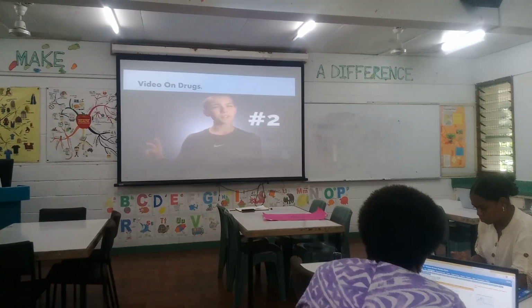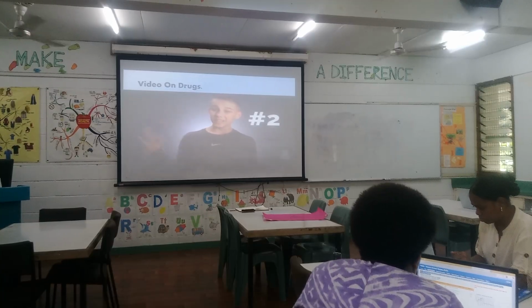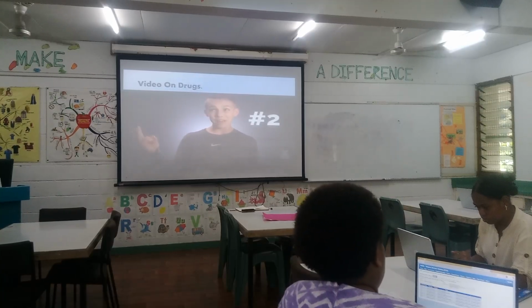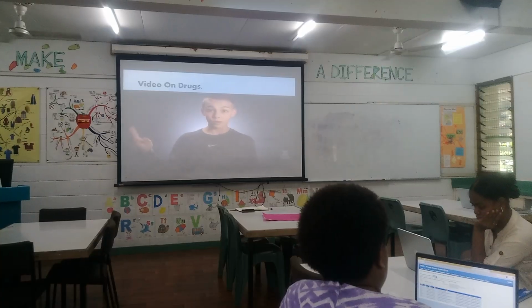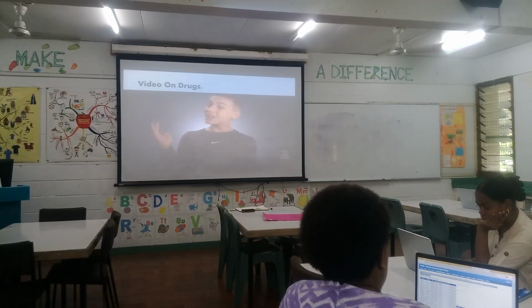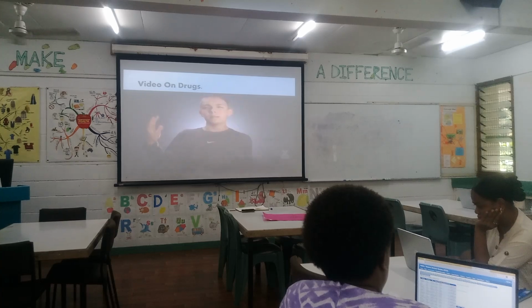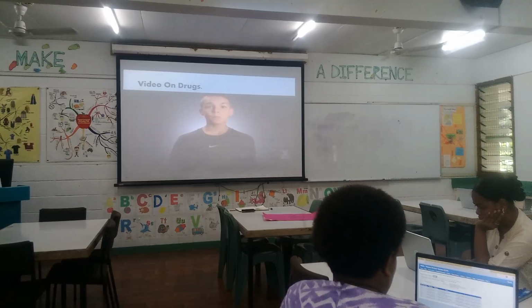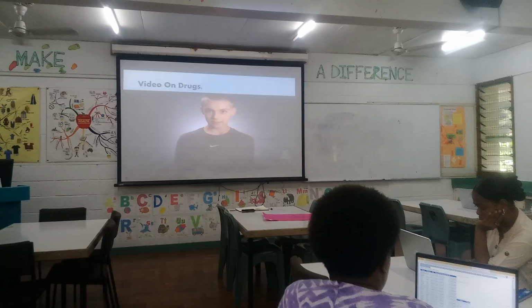Number 2, what can drugs do to you? Make your teeth fall out, make your breath smell, make your brain go crazy, make you lose your job, make you go to jail. Drugs are illegal. Make you lose your friends, make you lose your dog, make you die. There are a lot of bad things drugs can do to you, kids.